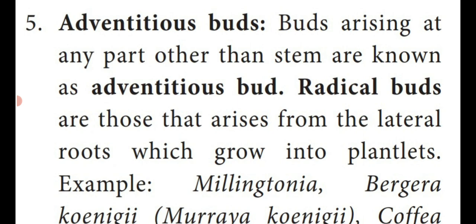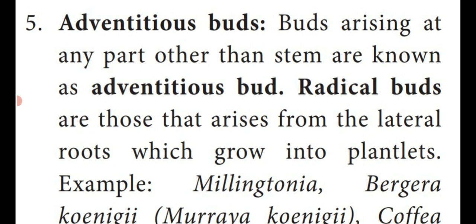Normally buds are produced in the stem region, isn't it? But some buds are produced other than in the stem region. Those buds are known as adventitious buds. This is an important 2-mark question. What is an adventitious bud? Simply, the answer is: the bud which is produced other than in the stem region is known as an adventitious bud. So it is divided into different types.